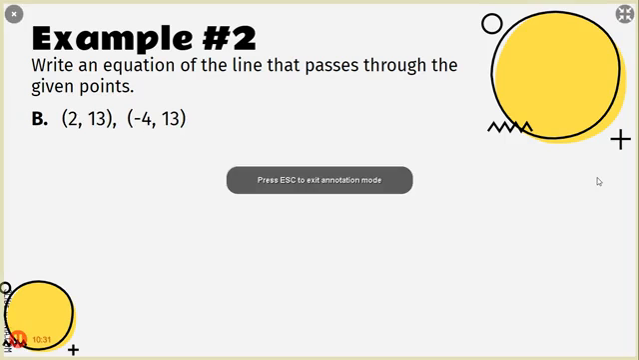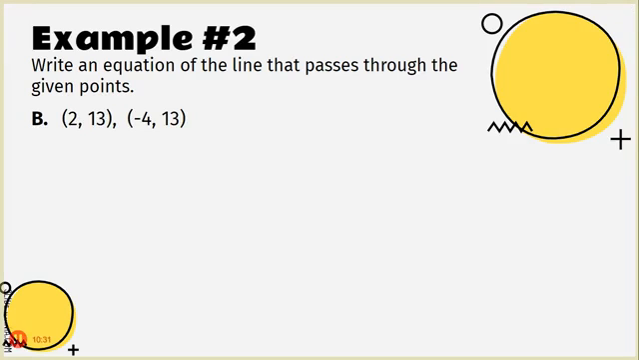For example B, we have two ordered pairs again. And so that means I do have to find my slope. I need to know if it's 0 or undefined. So we're going to find our change in y over our change in x. And our change in y, I'm going to start with the 13. So I have to take 13 minus 13. And 13 minus 13 is 0.